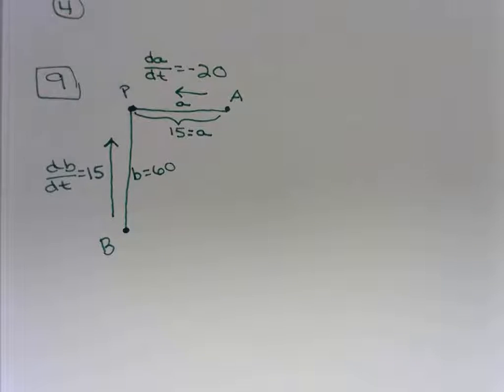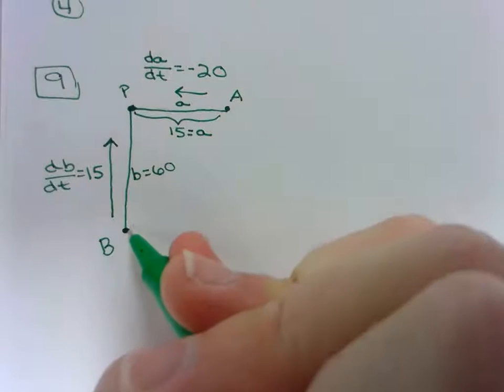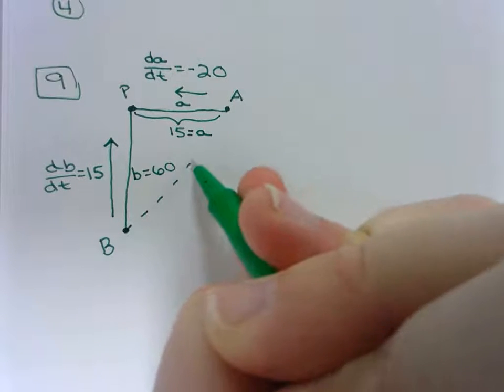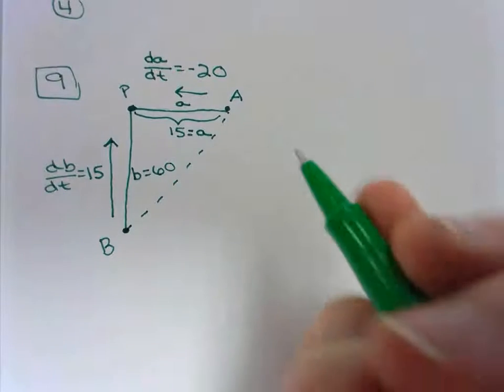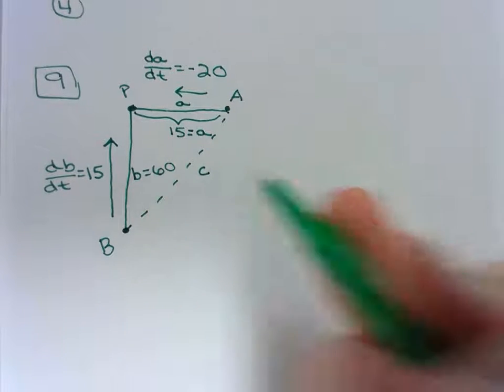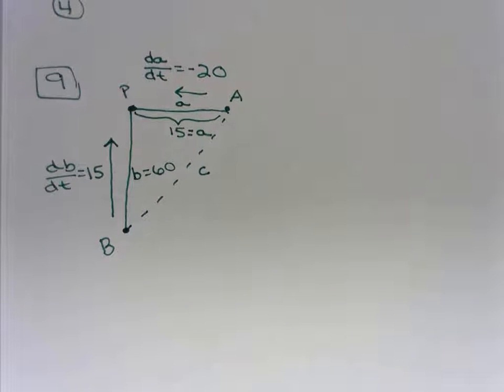Now what I want to know, as I look at this picture, what does it look like I have? Triangle. And I'm going to go ahead and label this as C. As I read this, what are they asking for? They're always going to be asking for a rate. So what rate are they asking for in 9?